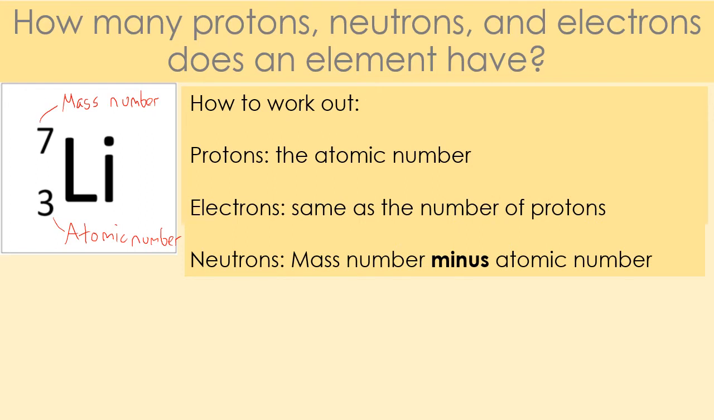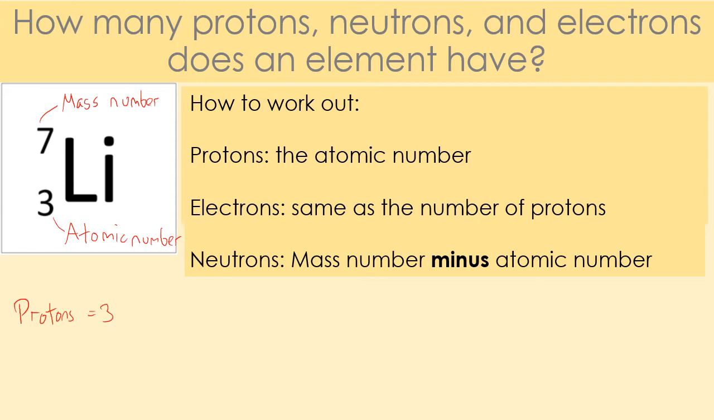Now, to work out the number of protons, neutrons and electrons within an element, we have various things to do. To work out the protons, we look at the atomic number. So for our protons on lithium, we look here, and we've got 3 as our atomic number. So we have 3 protons.